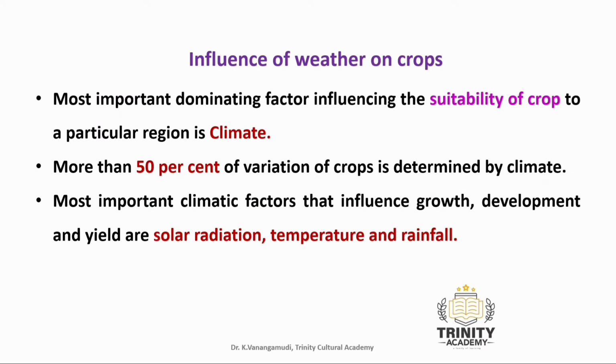Well friends, climate is the most important and dominant factor that influences suitability of crop to a particular region. Variation in crop growth and yield is determined by climate to an extent of more than 50%. Solar radiation, temperature and rainfall are the most important weather factors. Solar energy is used for photosynthesis. Rainfall influences soil moisture and its availability, and temperature regulates both soil and plant activities.